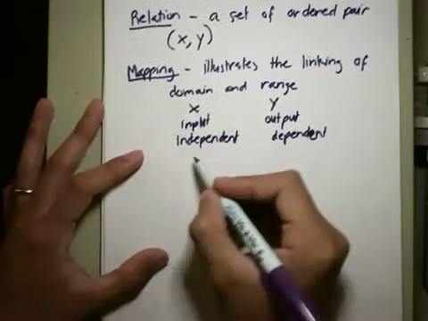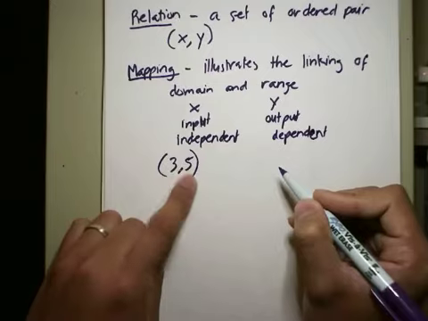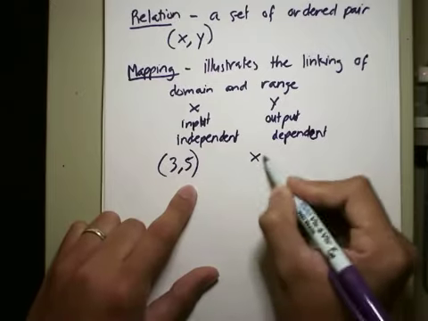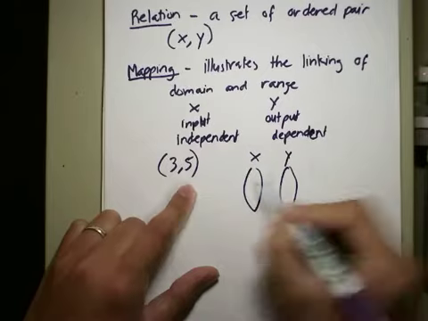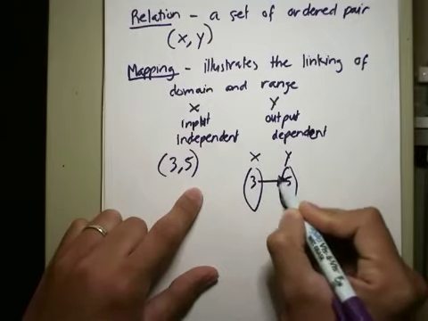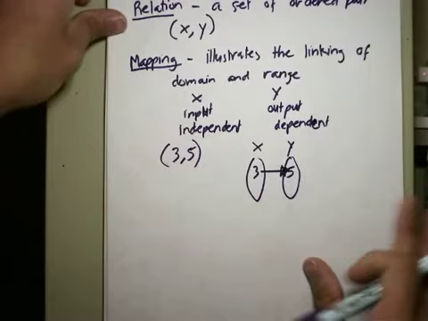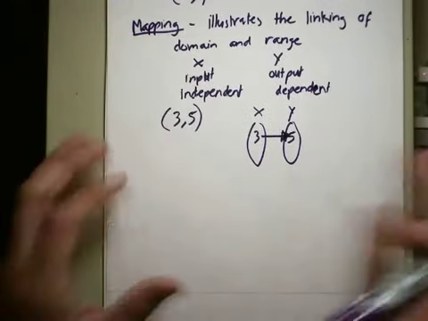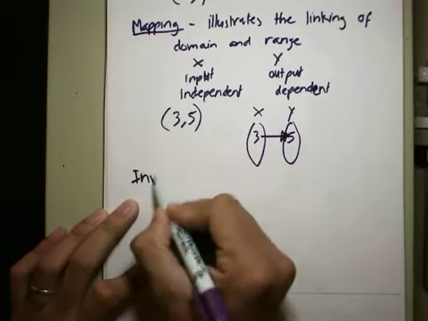So for example, if I give you a point like this, 3, 5, that's your input, that's your output, x, y. So on a mapping, what you do is you create an x column and a y column. Here's your 3, here's your 5. You basically draw an arrow from 3 to 5 to link it, and that's what we call a mapping diagram. Now, understand that I'll show that example in a minute, but for now, just stick with mapping. Another word that I want to talk about is the inverse relation.